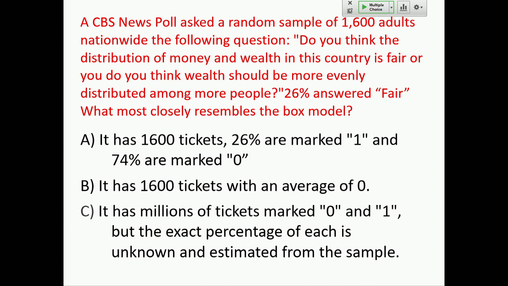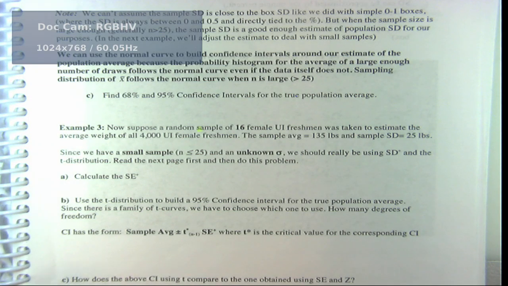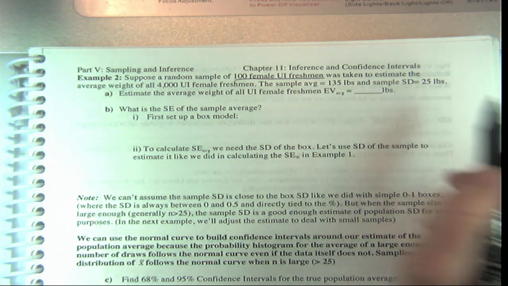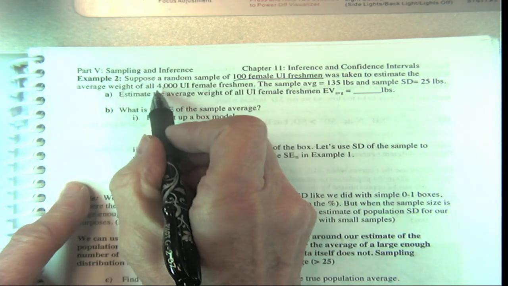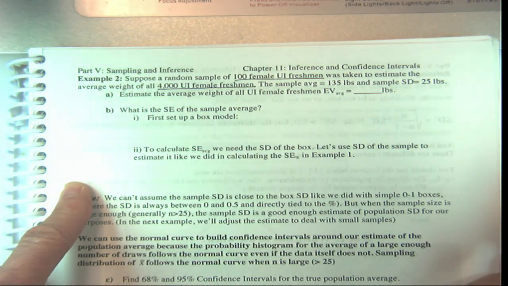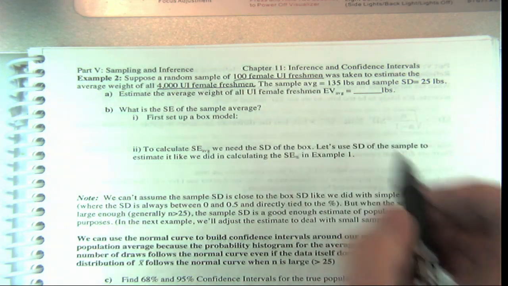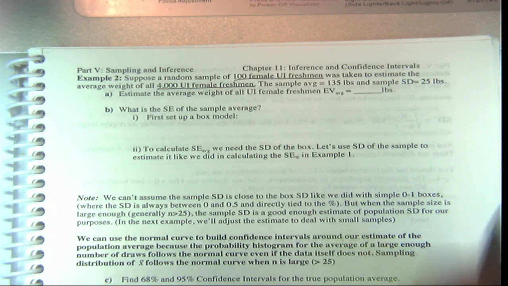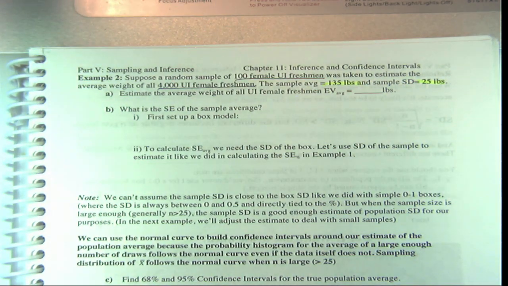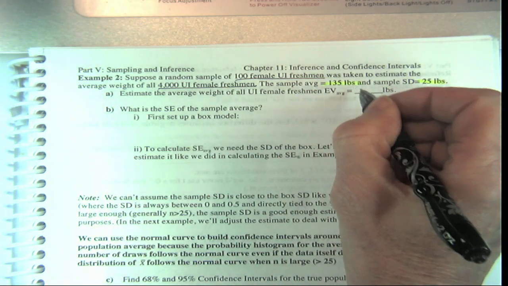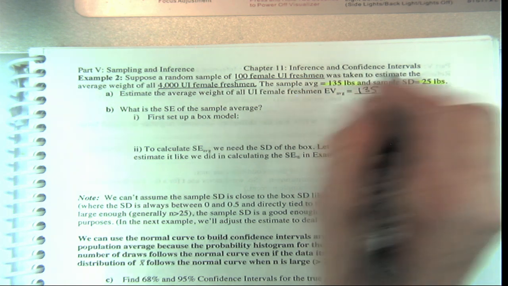So let's go back to the document camera. And let's do another one that's just like that so it will help you understand. Suppose a random sample of 100 female UI freshmen was taken to estimate the average weight of all 4,000 UI female freshmen. The sample average was 135, and the sample standard deviation was that. Estimate the average weight of all UI freshmen. Well, that's real simple. It's just going to be the same here. But what's the standard error?